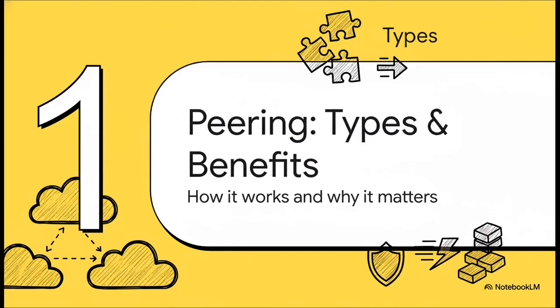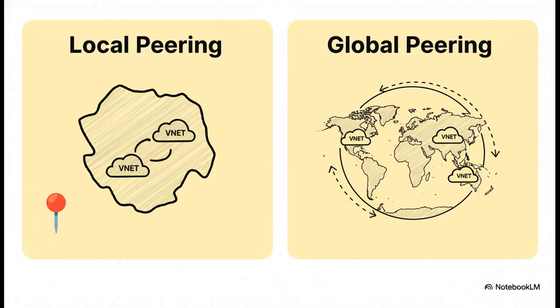So how does this magic bridge actually get built? Well, let's break down the two main types of peering and get into why this is so important for your cloud architecture. It's actually really simple. You have two main flavors. First, there's local peering. This connects VNets that live within the exact same Azure region. Like East US to East US. And then you have global peering, which, you guessed it, connects VNets across different regions, say from the US all the way over to West Europe.